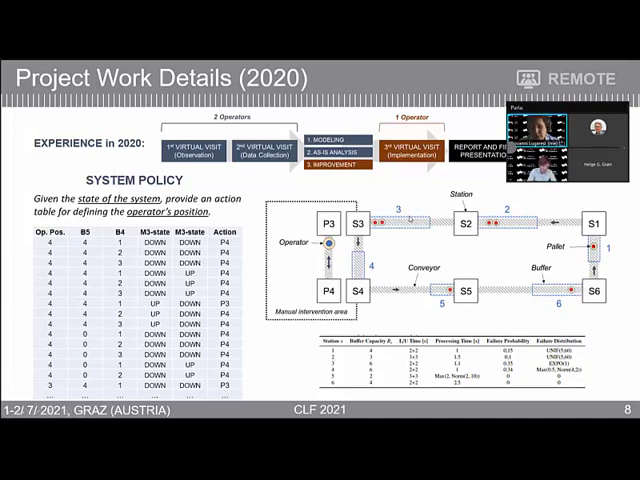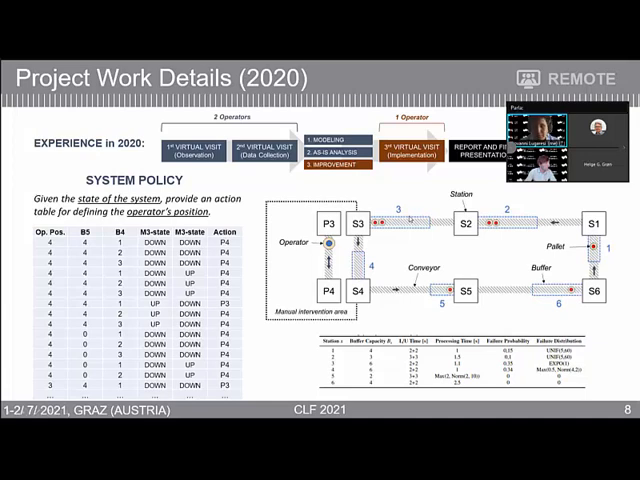So the goal of the improvement was to propose a system policy based on the state of the system. The students were asked to provide an action table so that the operator could know in which position to go as a preventive positioning of the operator.